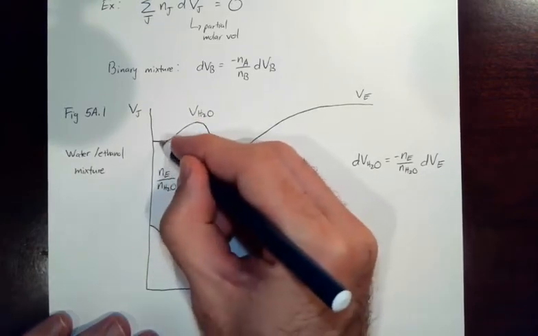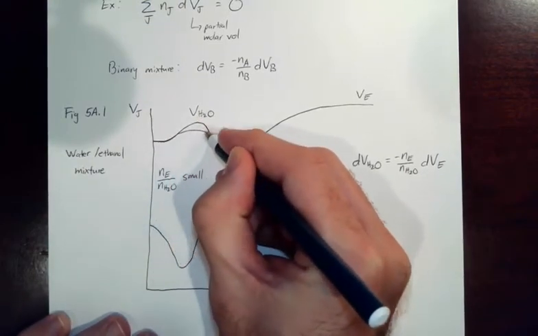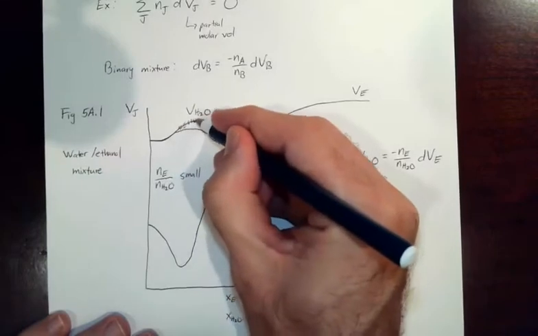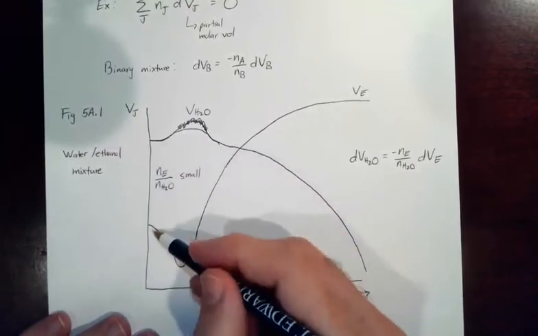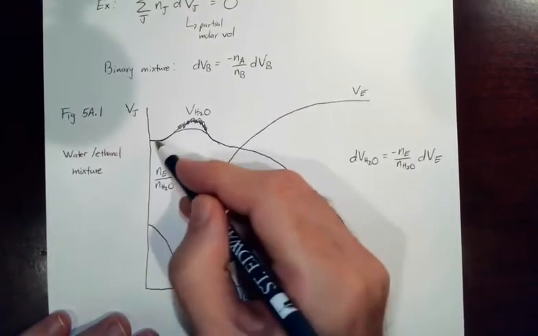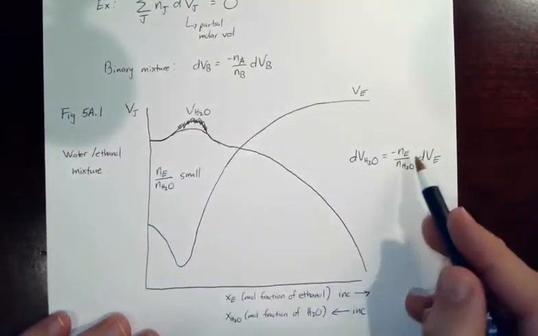And I probably should have made this a little flatter. I think I made it a little too steep. Okay, so a large change causes a small change here because of this coefficient.